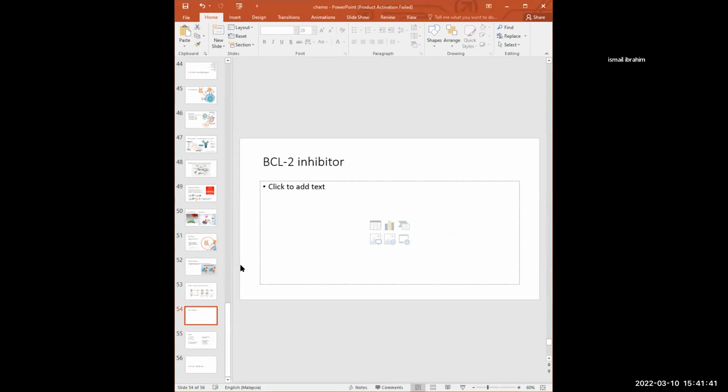Okay, BCL2 inhibitor is venetoclax. I don't have the picture here. Sorry, one second.